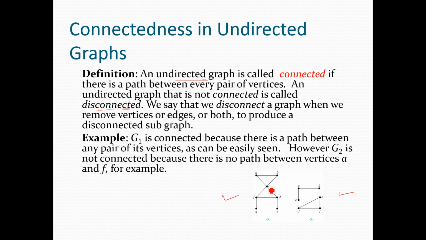A, C, F, G, so there is a path between A and G. Similarly, you can check that this graph is connected because for every pair of vertices in the graph, there is a path, right? So this is the connected graph, but this is not connected because we cannot find a path between A and F. Okay, so this is not connected.